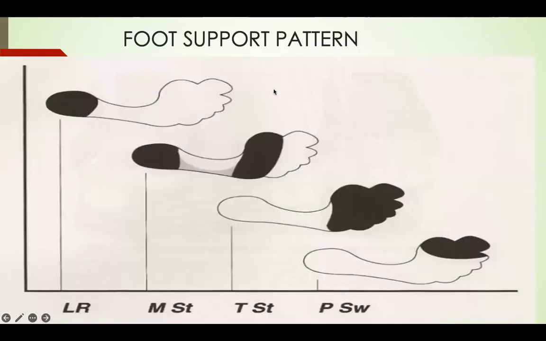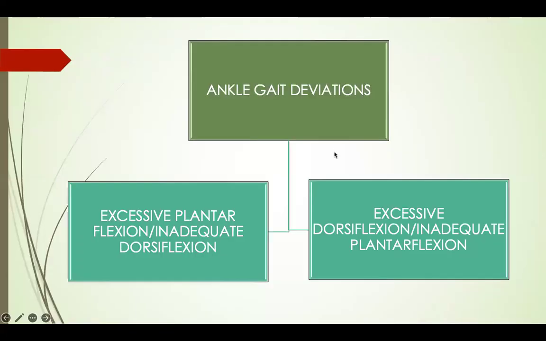During normal progression, in loading response, first the heel comes in contact with the ground. Then at mid stance, heel and forefoot are in contact with the ground. During terminal stance, most of the forefoot is in contact with the ground. And during pre-swing, the medial side of the forefoot with the great toe is in contact with the ground. So these were the normal phases that occur at the ankle during the gait cycle.